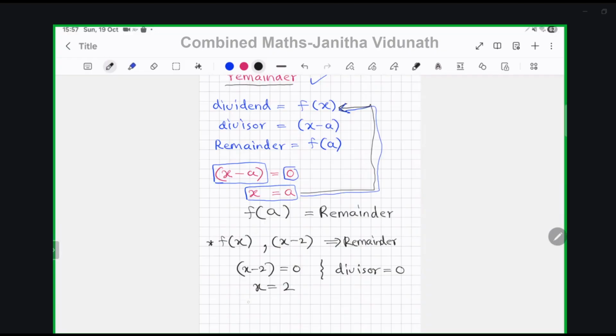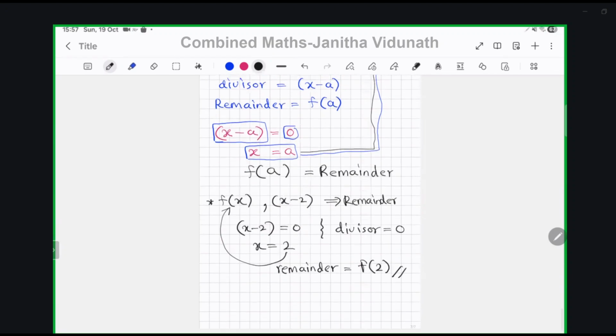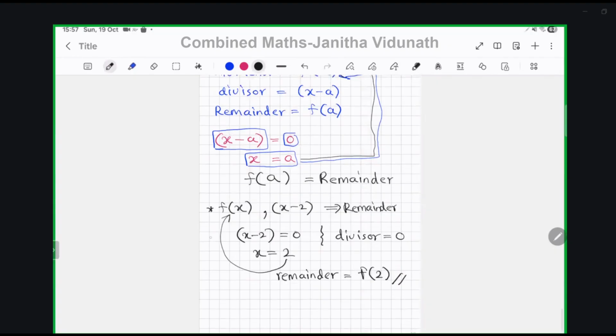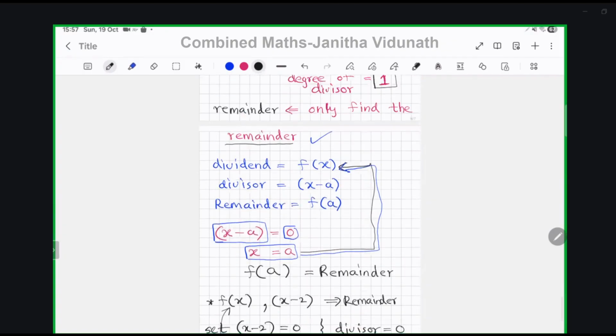Then we plug that value into our dividend, our function. That means the remainder is equal to f(2). This is our remainder. Okay. That means we set x minus 2 to 0 and find the value of x, 2. Then the remainder is f(2). Okay, first we write down those things.